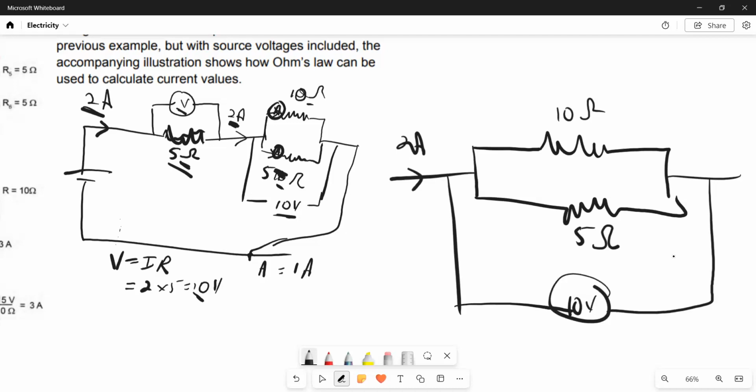The current in here, what will the current in there be? If I were to put an ammeter here, what will the ammeter read? And if I were to put an ammeter here, what will it read? Use this relationship, V equal IR. So I is going to equal V over R, right? So what will this one read?